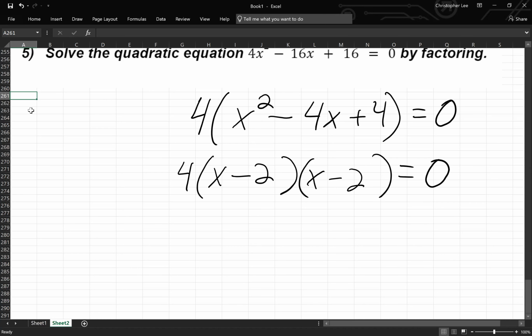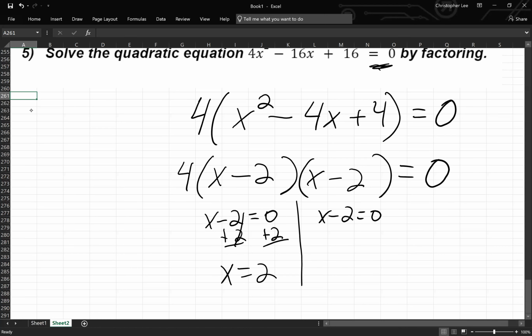They'll tell you. It'll say solve, or it'll have something like this equals 0. So after that, solve for it. X minus 2 equals 0. Let's solve for x. Add 2, add 2. X is equal to 2.